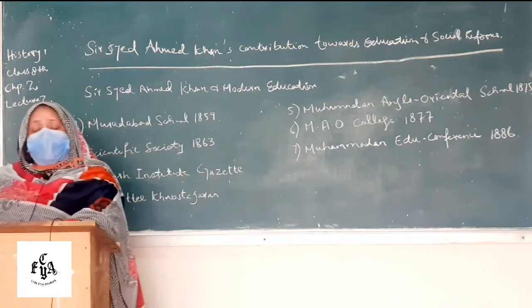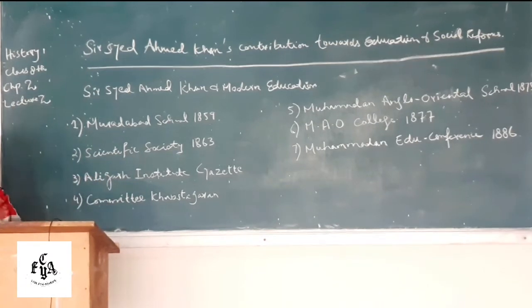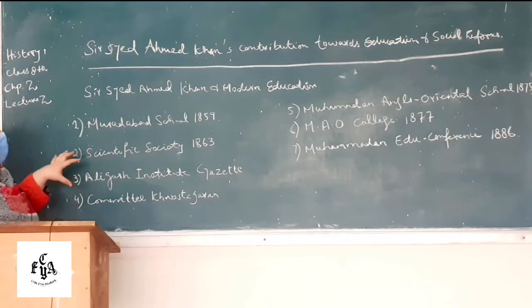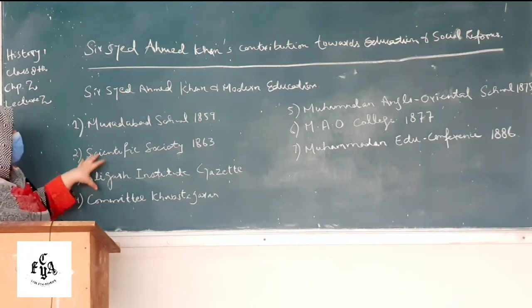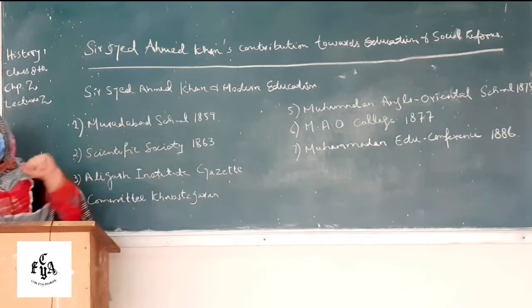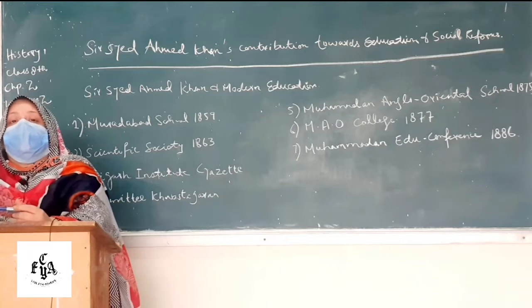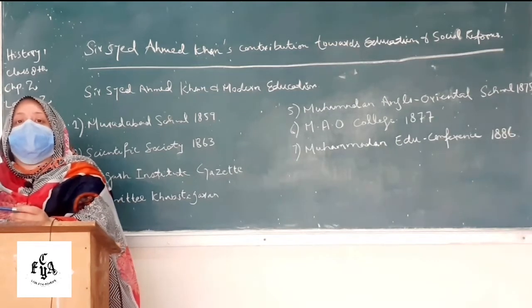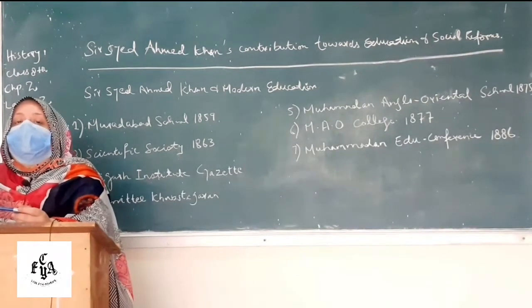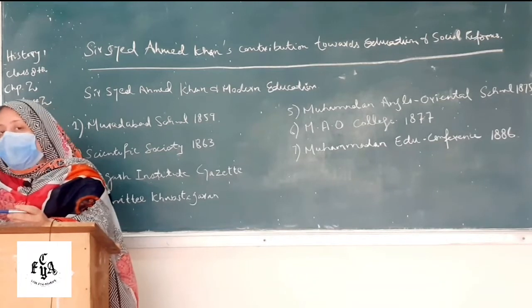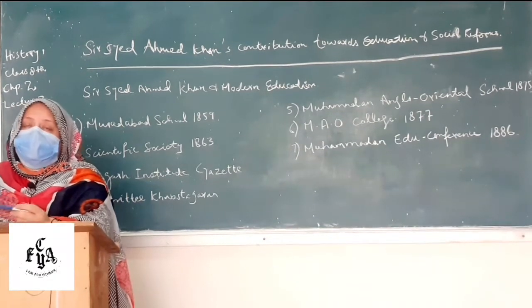So he established the first school in Moradabad in 1859, and then one of his, I must say, great achievements was the establishment of the Scientific Society in 1863. Okay, what was the purpose of the Scientific Society? In fact, Sir Syed Ahmed Khan wanted the Muslims to get modern education and understand the scientific work of the West. And as you know very well, the Muslims had no knowledge of English.